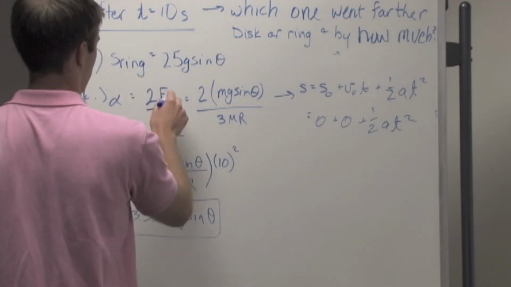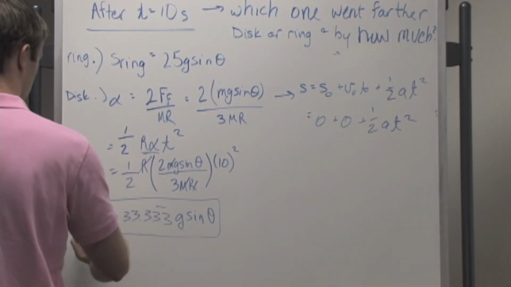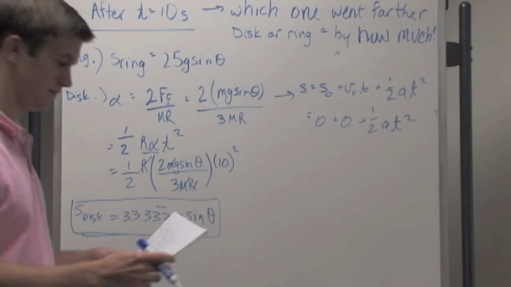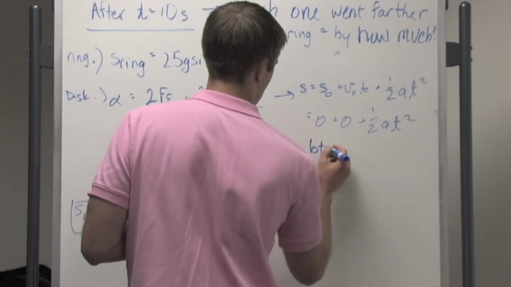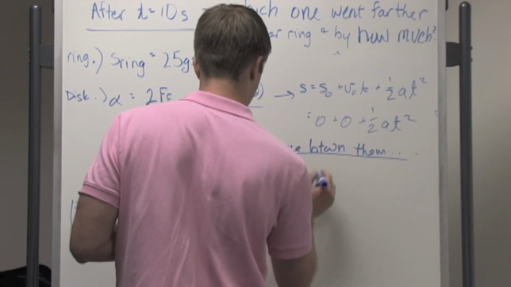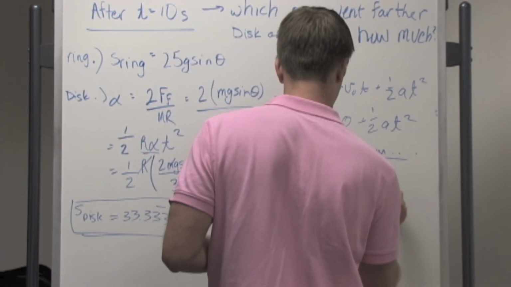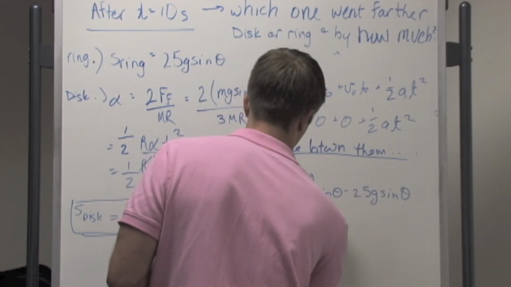For the disk, we used the same process except alpha was 2g sine theta over 3r. After plugging that alpha into the constant acceleration equation, we found the distance traveled to be 33.33 g sine theta. As you can see, the disk traveled further, and to get the distance between them, we subtracted the distance of the ring from the disk, which we found to be 8.33 g sine theta.